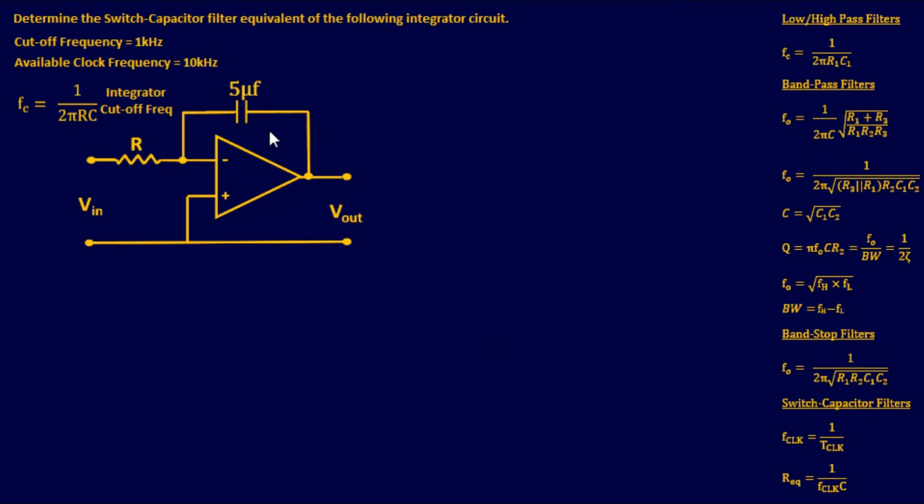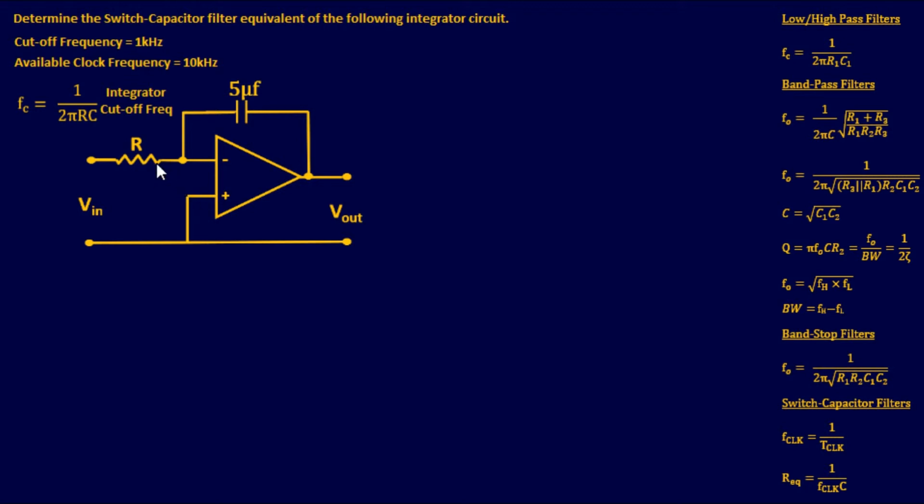Now, of course, I saved the best for last. For this one, we want to determine the switch capacitor filter equivalent of the following integrator circuit. Well, my integrator here is a simple resistor capacitor setup. However, for a switch capacitor filter, they remove the resistors and actually input their switch capacitor technique. And we'll show you how to do that.